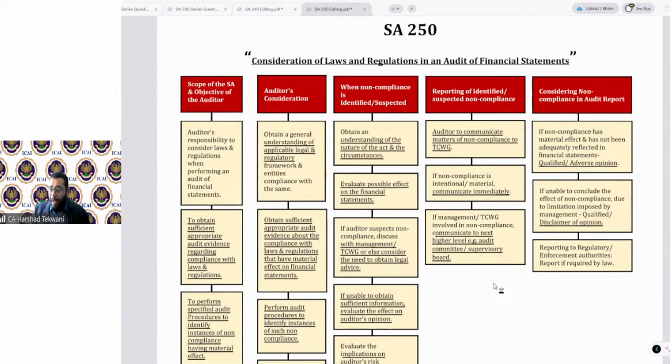Or I may also be required to report non-compliance to the regulatory authorities by law. In this case, I need to understand the roles and responsibilities with respect to the reporting of non-compliance. That was a quick summary of SA 250.